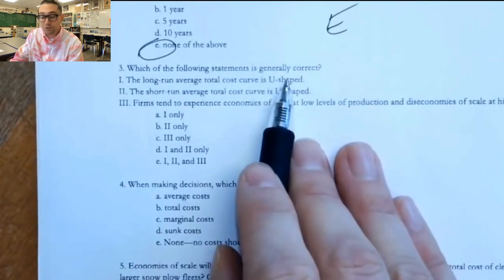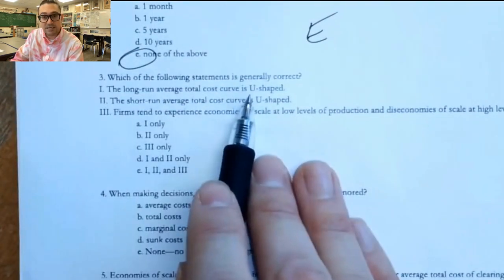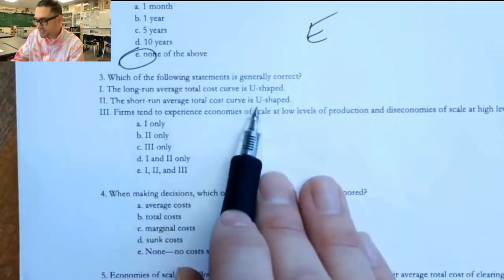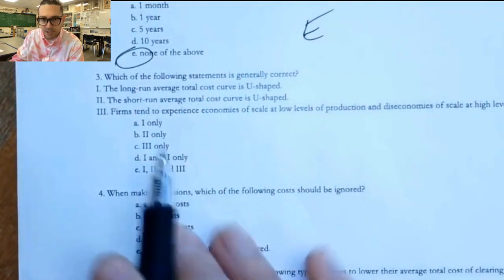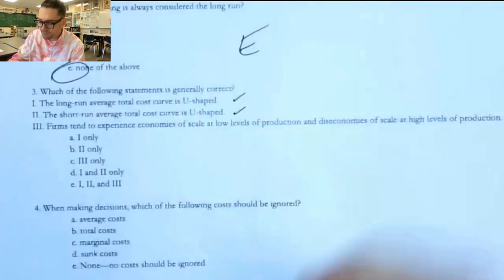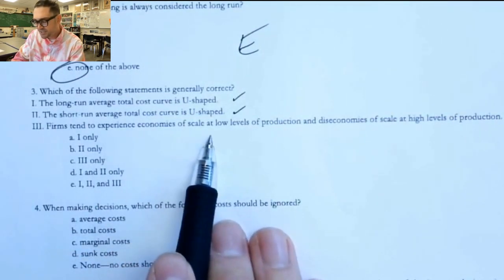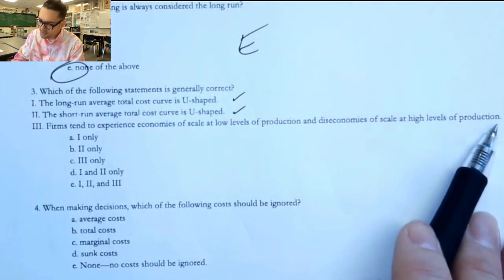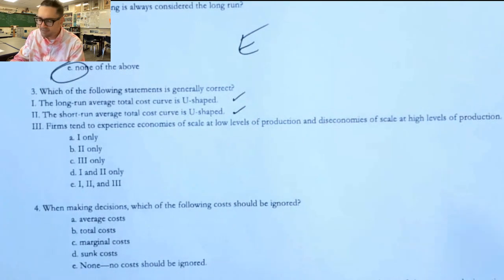Which of the following statements is generally correct? The LRATC is U-shaped. Yeah, sure, we just drew one. It was kind of U-shaped. The SRATC is U-shaped. Yeah, sure, they're usually U-shaped. So we've got this one and this one. Firms tend to experience economies of scale at low levels of production and diseconomies at high levels of production. Yeah, I would say that that's true.